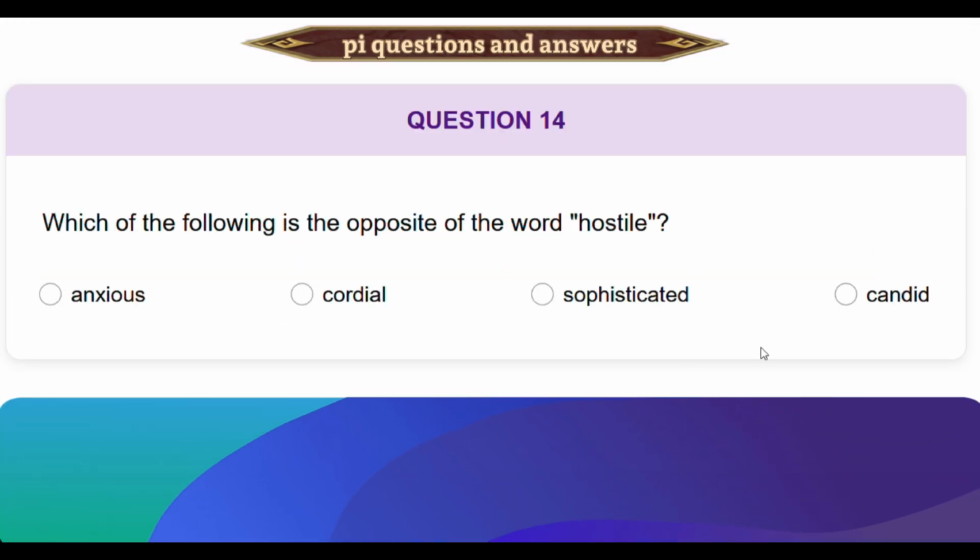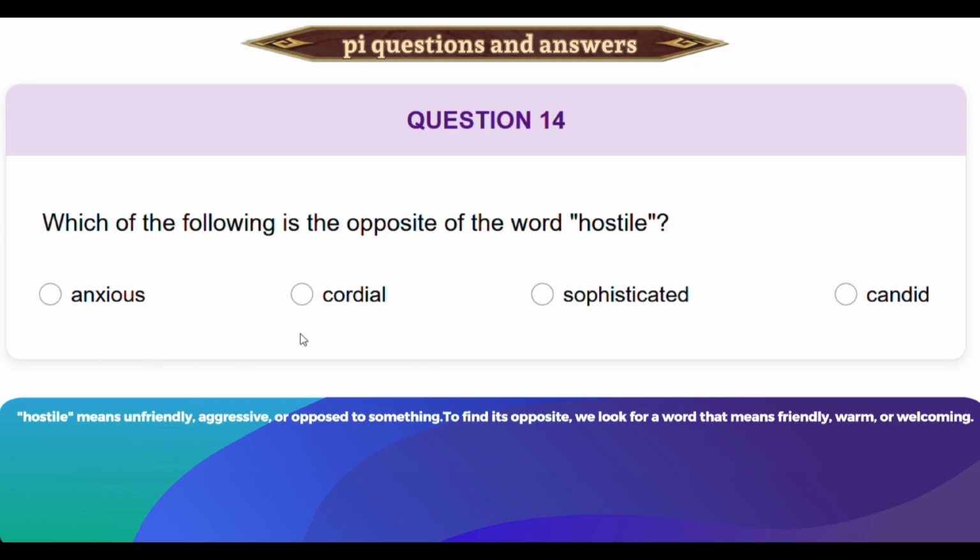Question 14. Which of the following is the opposite of the word hostile? Options: anxious, cordial, sophisticated, candid. Explanation: the word hostile means unfriendly, aggressive, or opposed to something. To find its opposite, we look for a word that means friendly, warm, or welcoming.